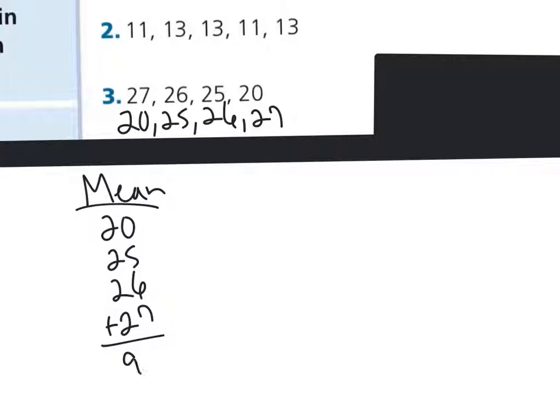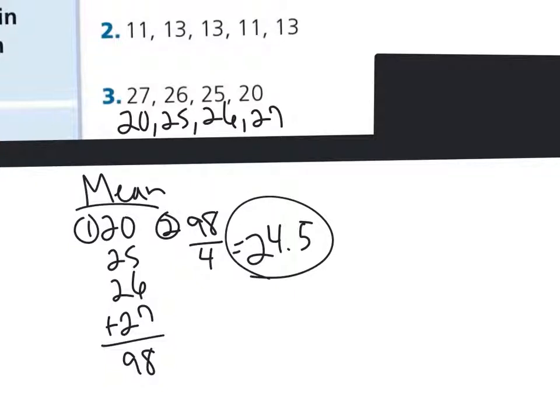So adding those together would be 98. And then 98 divided by 4 is 24.5. If you did it by hand, it'd be 24 2/4, which you can reduce to 24.5. Be the same thing. So that's the mean.